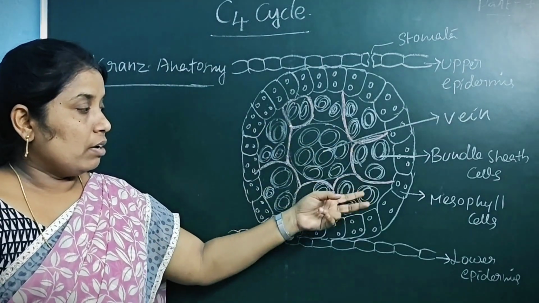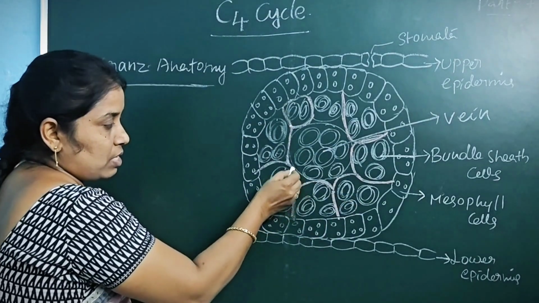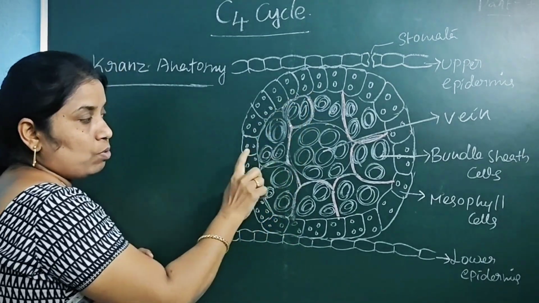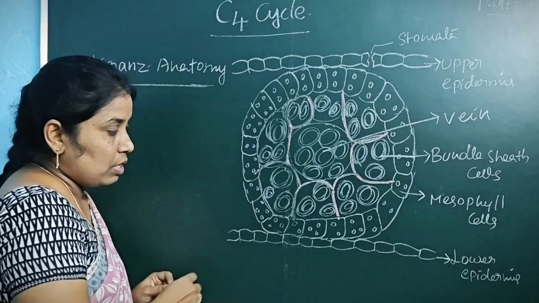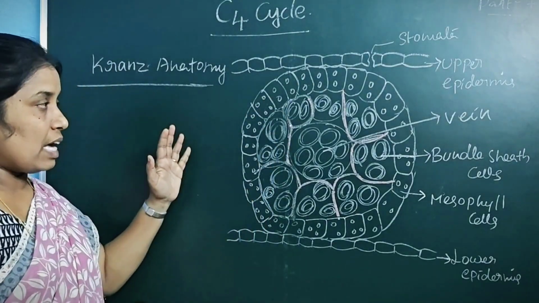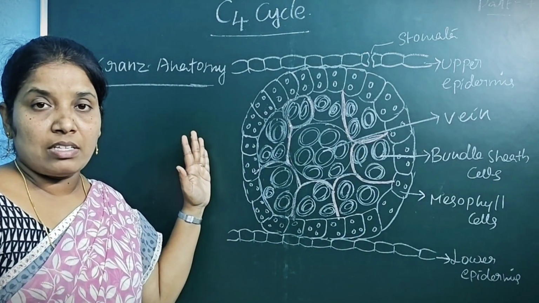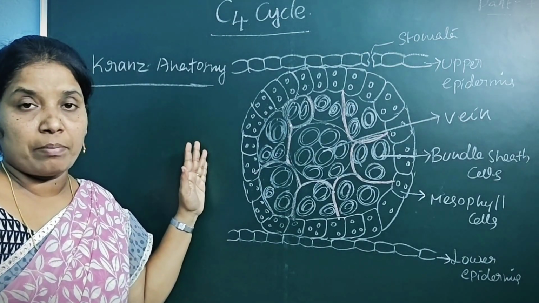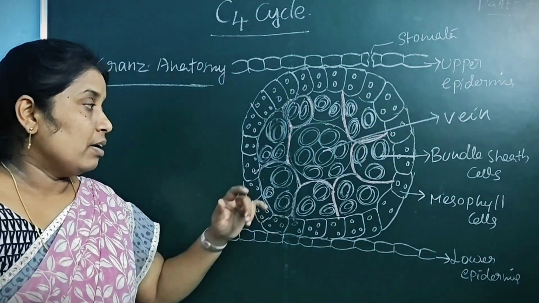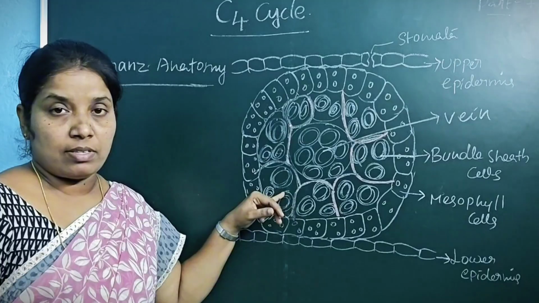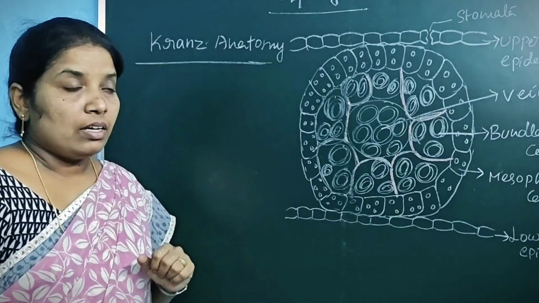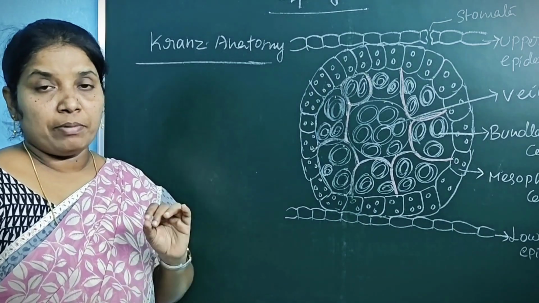Have a look. These are the bundle sheath cells. This is the bundle sheath cell, which is surrounding the stem. These are the mesophyll cells. This is a dimorphic leaf present in C4 plants. Dimorphic means two types of cells are present, mesophyll cells and bundle sheath cells. The bundle sheath is surrounding the stem. Let's see the differences between the bundle sheath cell and the mesophyll cell.